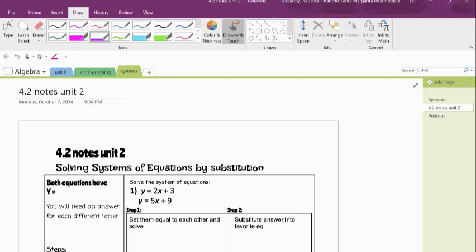Oh, my pen is not working. Oh, here we are. Okay, so we have two different variables.